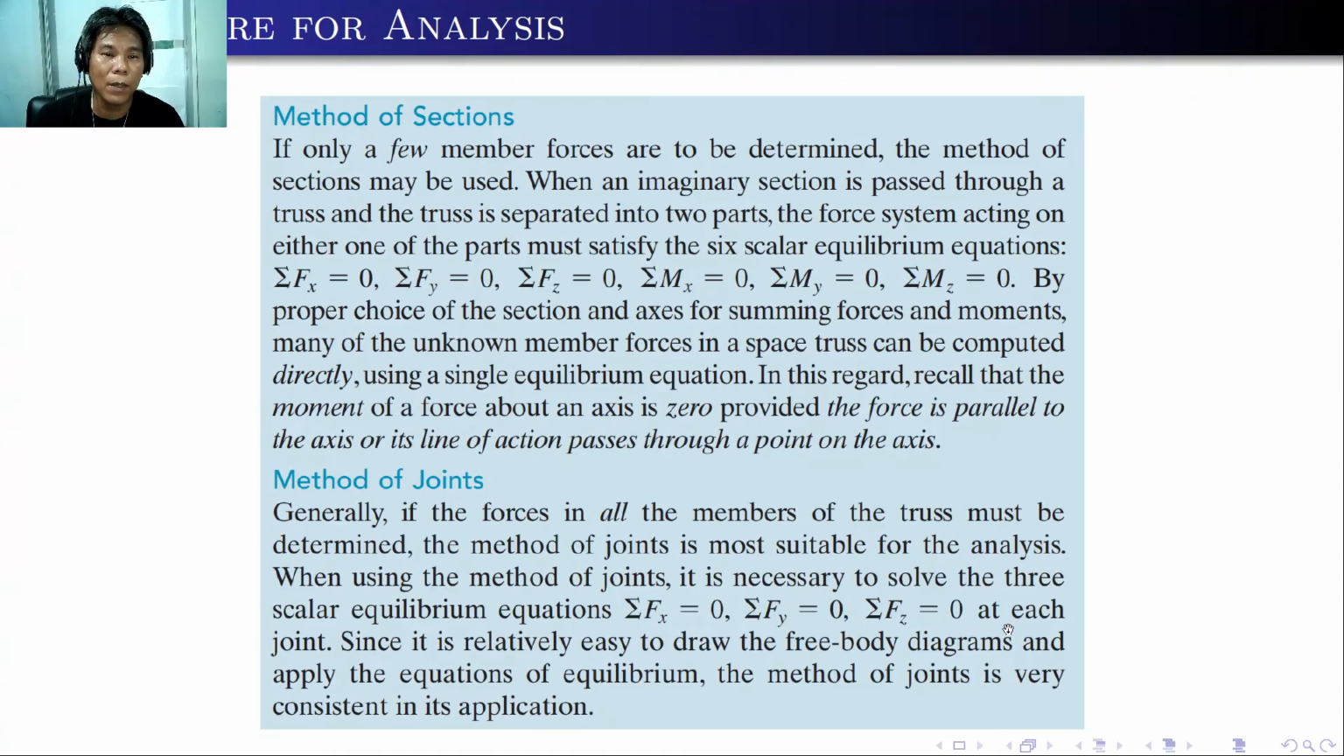For the method of sections, if only a few member forces are to be determined, this method is used. When an imaginary section is passed through a truss and the truss is separated into two parts, the force system acting on either of the parts must satisfy the six scalar equilibrium equations. By proper choice of the section and axes for summing forces and moments, many of the unknown member forces in a space truss can be computed directly using a single equilibrium equation.